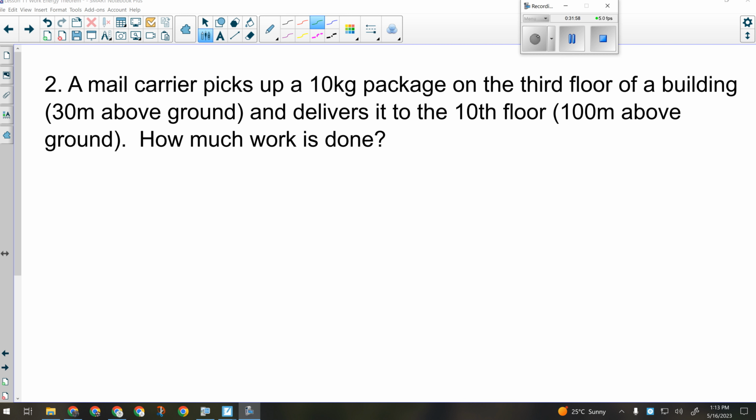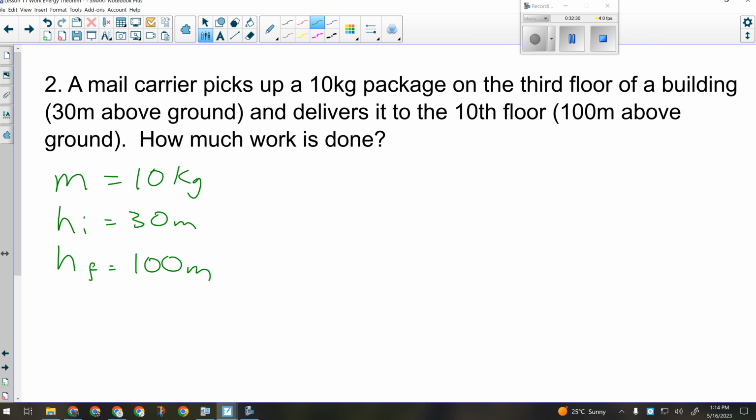Okay, so a mail carrier picks up a 10-kilogram package. What did they just give me? Mass. Okay, so we know the mass, 10 kilograms. On the 3rd floor of a building, which is 30 meters above the ground. Then they deliver it to the 10th floor, which is 100 meters above the ground. What are those two numbers? Height. Yeah. So my initial height is 30 meters, and my final height is 100 meters. Okay. How much work is done?